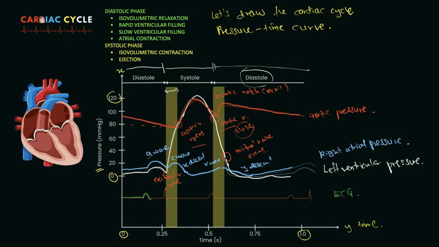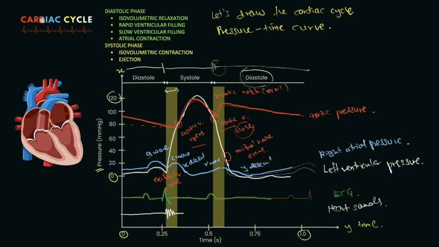As for the ECG, the P wave will precede atrial contraction. The R wave corresponds with the beginning of ventricular contraction or systole, and then the T wave is the ventricular repolarization, which happens just before ventricular relaxation.